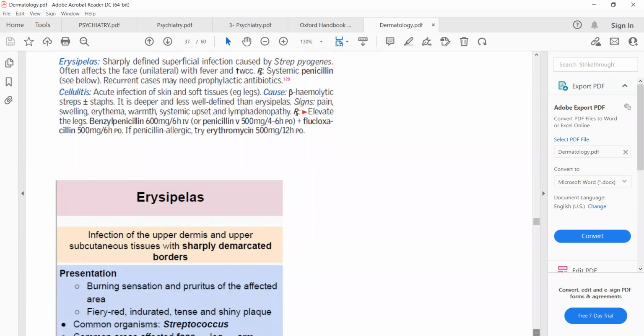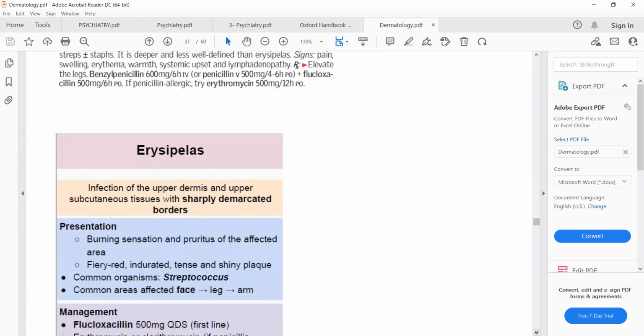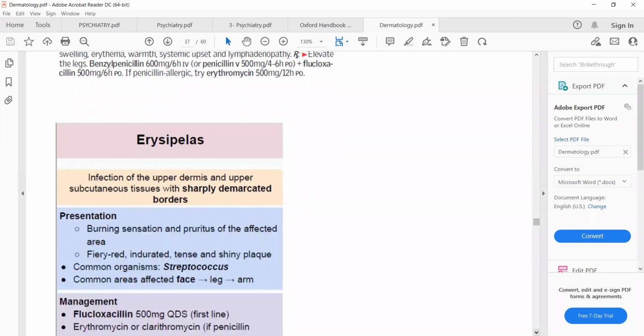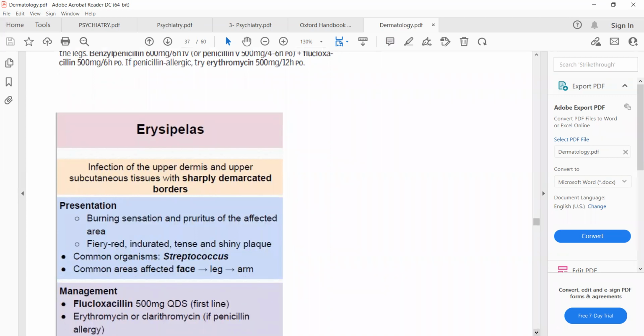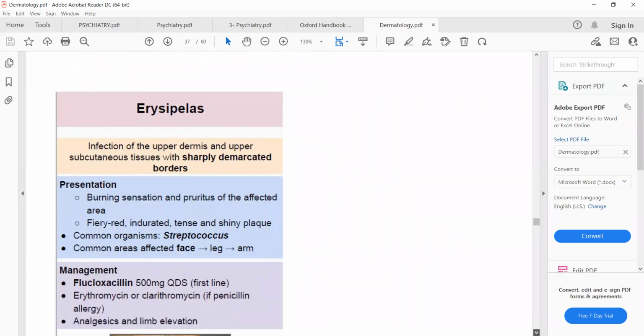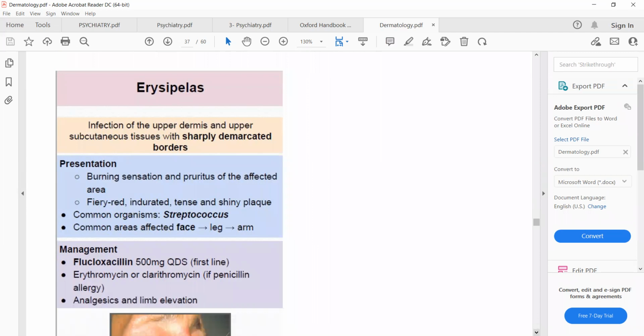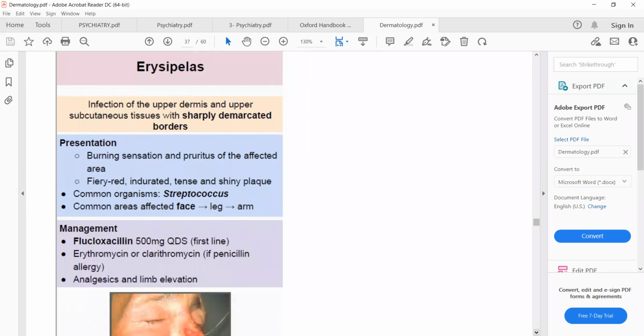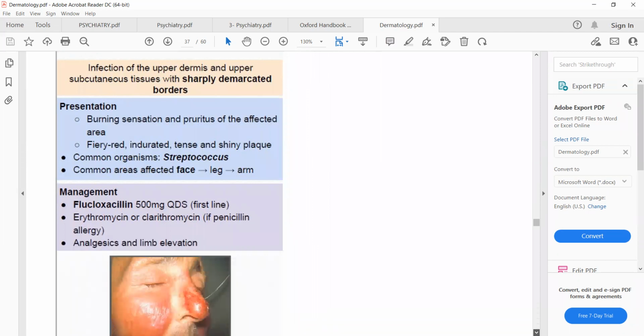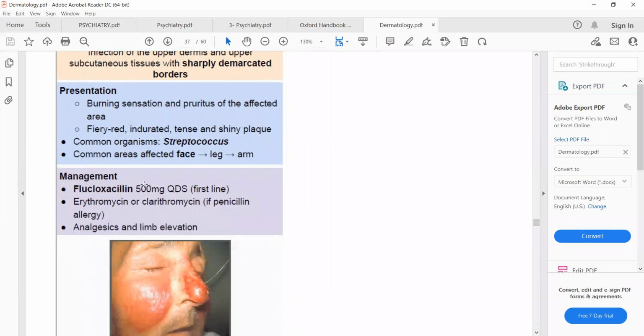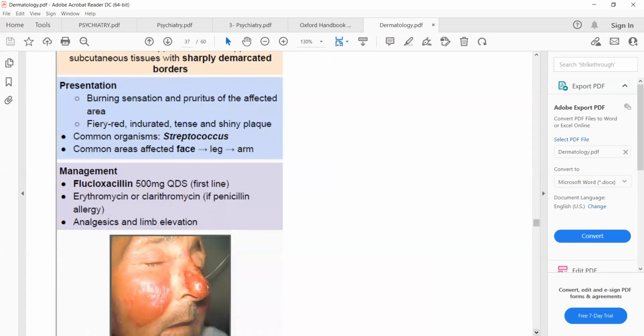Clinical presentation and management of both conditions is the same. Even the causative organisms are the same, such as Streptococcus pyogenes and Staphylococcus aureus. Flucloxacillin, or if the person is penicillin allergic, then erythromycin. Analgesics can also be given if there is pain.